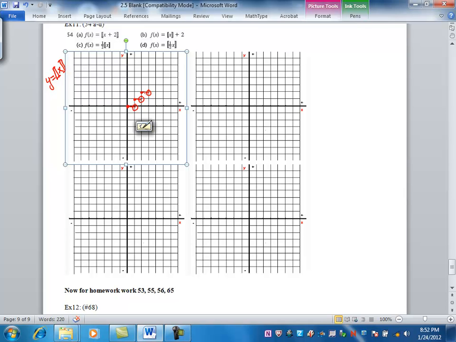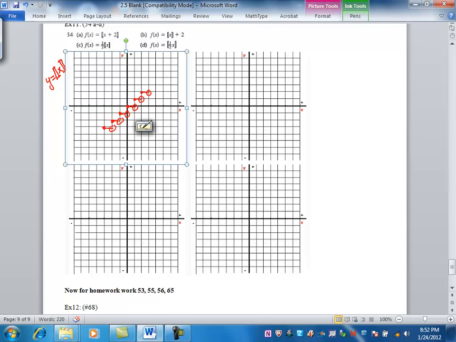Notice for all of these x's, the output is going to be right here. For all of these x's, the output's going to be here. For all of these x's, the output's going to be here. Alright, so we get an idea, hopefully anyway, of what this greatest integer function is going to look like. Again, here we are at x equal negative 1, negative 2, negative 3. Let's say x equals negative 2.5, the greatest integer less than or equal to negative 2.5 is negative 3.